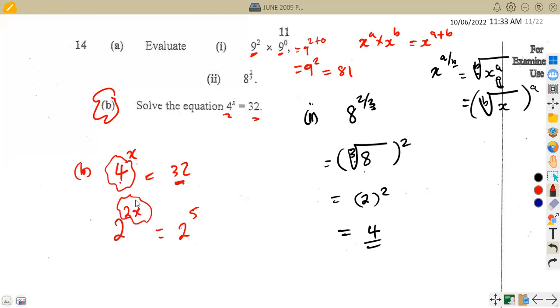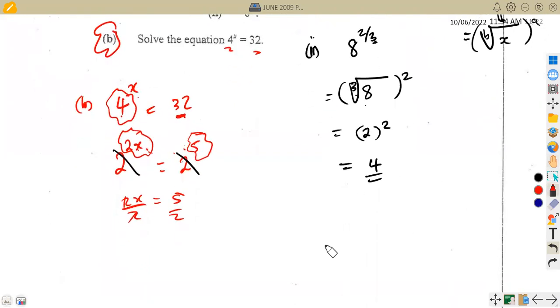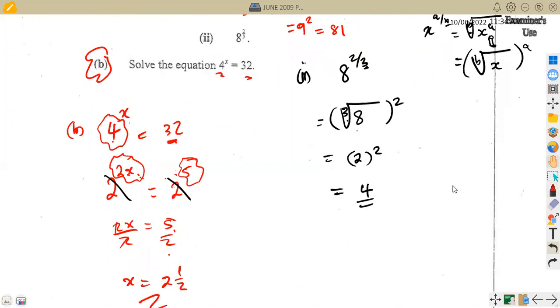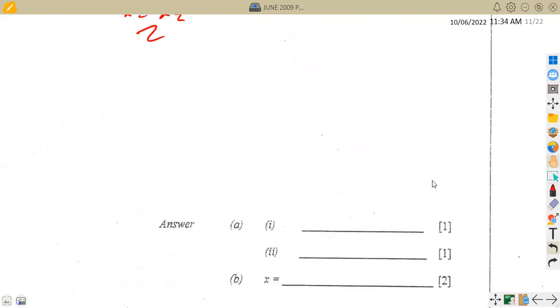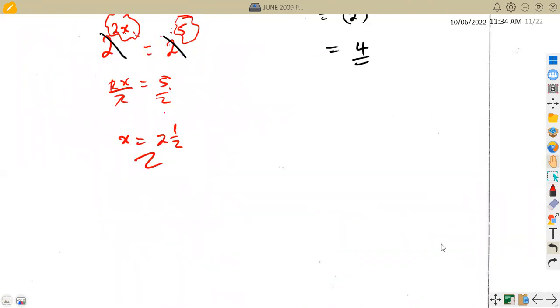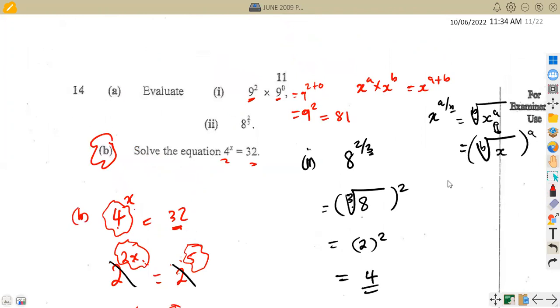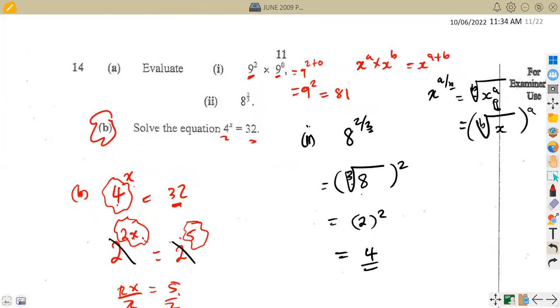So since the bases are the same, it means the powers will be the same. So that is the idea. The bases you can even cancel, it's not important. You just have to equate the powers. So 2x is equal to 5, divide by 2, divide by 2. We can have the value of x here, which is 5 over 2. That is 2.5. So that was the value of x that you could have obtained from this one. So please make sure that you understand the questions that you are given, guys. Answer the question. Okay, answer properly.